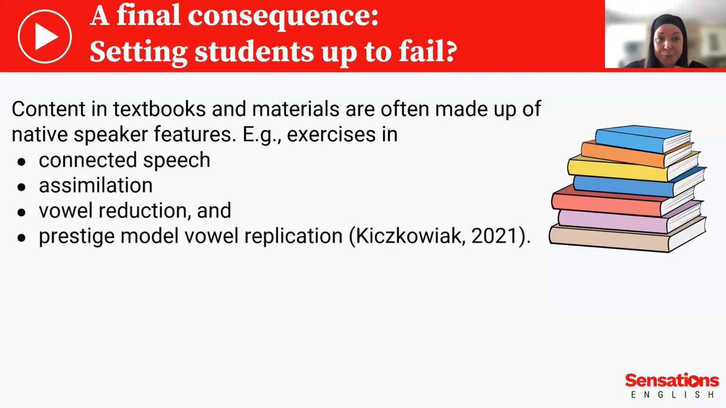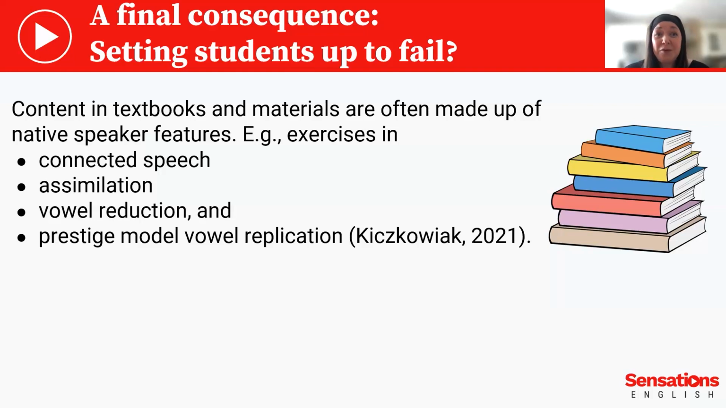For example, connected speech, assimilation, vowel reduction, and prestige model vowel replication. So when we have all of these native speaker features in our textbooks, what happens then? Well, we know that these are difficult. They can be complicated for our students to pick up.